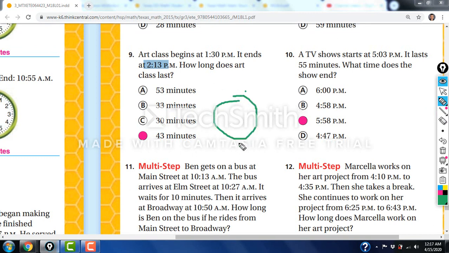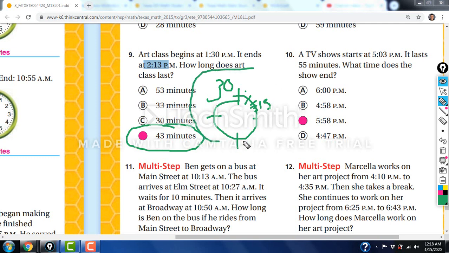And again, I do this one here. I do my analog clock. It stops at 2:13 p.m. So this is 5, 10, and then 1, 2, 3. This is 13 here. So I know from the 6th to the 12th, I know that's 30. And then the 13 minutes here, I add those two, and that gives me 43. Okay?